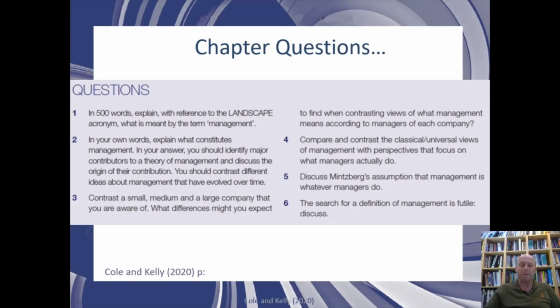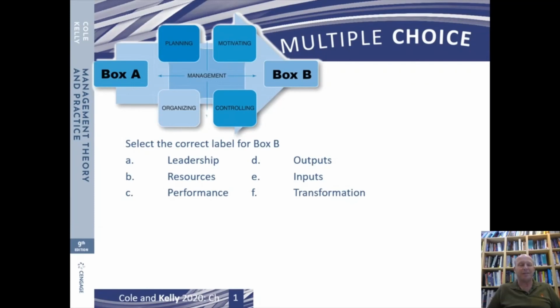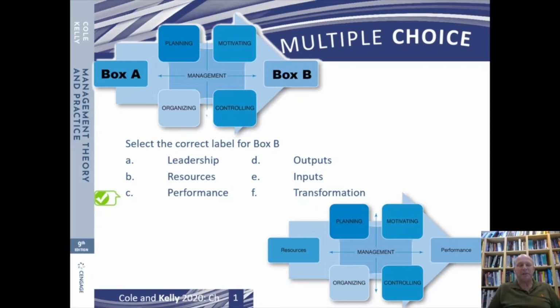So having read the chapter, try another question. See if you can select the correct label for box B in the diagram. It was also on one of our slides earlier. Have you made your selection? Hopefully you chose option C. It was about performance. So it is a good idea to use the multiple choice questions to make sure that you have digested and understand some of the content of these chapters as you go through the book.